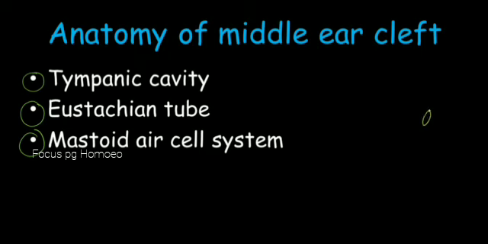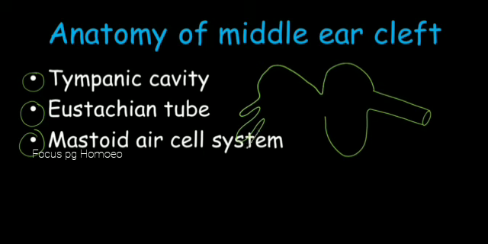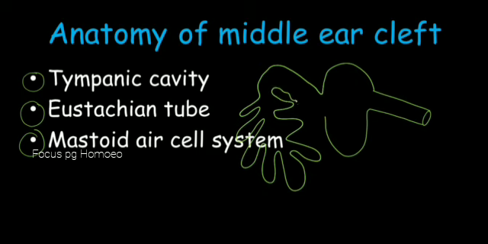Few anatomical diagrams. So now let us see the different parts of the middle ear. So this is the middle ear cleft, and here comes the ET tube, that is none other than the Eustachian tube, and here comes the tympanic cavity. Completely this part is the tympanic cavity.